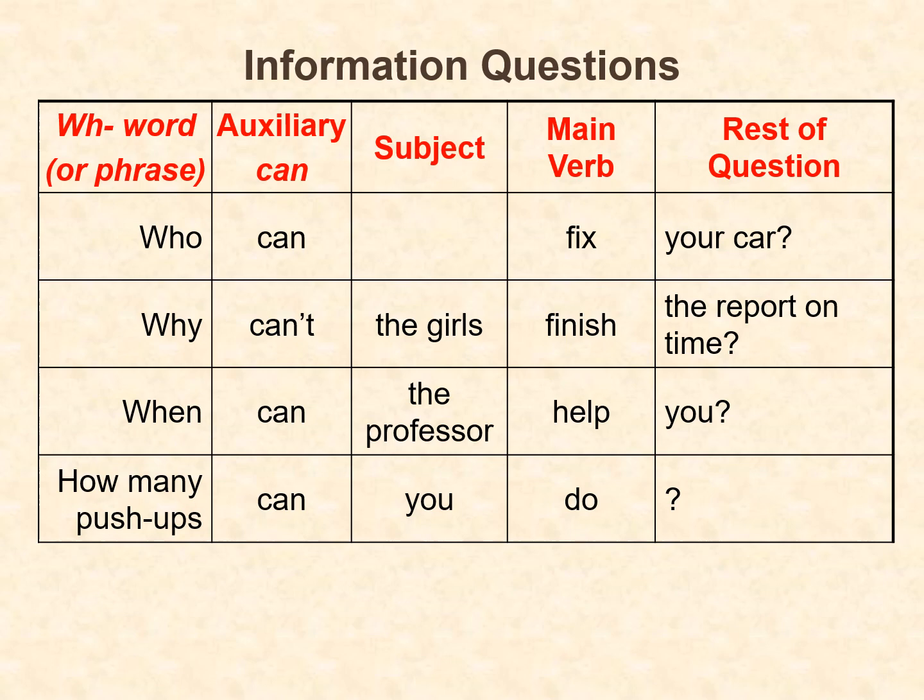So for example, in a question where we don't have a subject, we get something like, who can fix your car? Nothing goes in the subject position because we don't have that information. That's the information that we're asking about. Another example, using negative, why can't the girls finish the report? We get why, then the negative can't, then the girls, the verb finish, and the rest of the sentence.